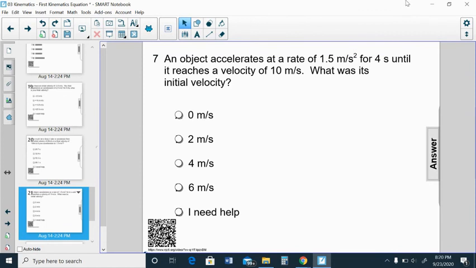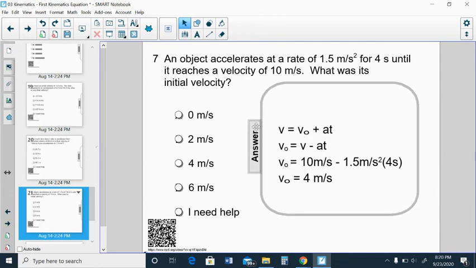An object accelerates at a rate of 1.5 meters per second squared for 4 seconds until it reaches a velocity of 10 meters per second. What was its initial velocity? This time we are looking for the initial velocity. So we know this is the equation we're using. You must then rearrange it algebraically so that we are solving for initial velocity. Once you do that, plug in the known values from the problem, and you'll end up with 4 meters per second.